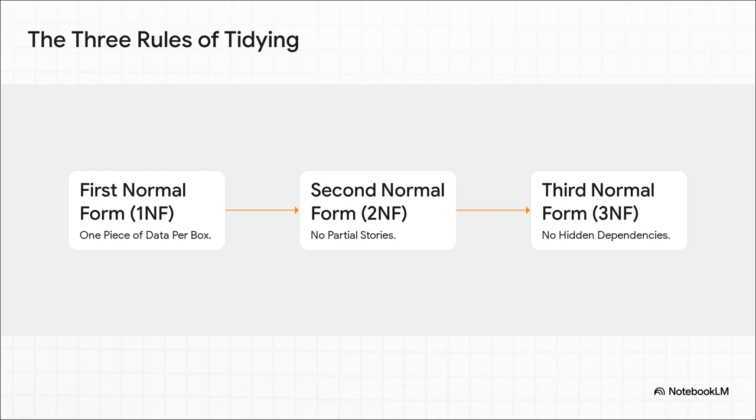We're going to focus on the first three, which honestly you can just think of as simple rules for tidying up. Number one, one piece of data per box. Number two, no partial stories. And number three, no hidden dependencies. Let's break down what each of those actually means.